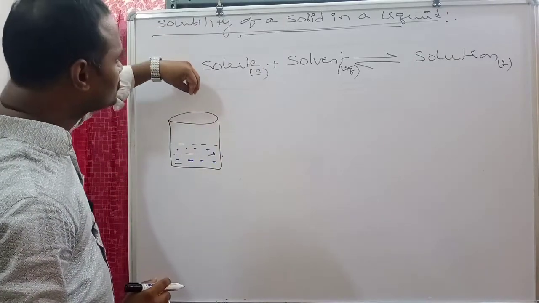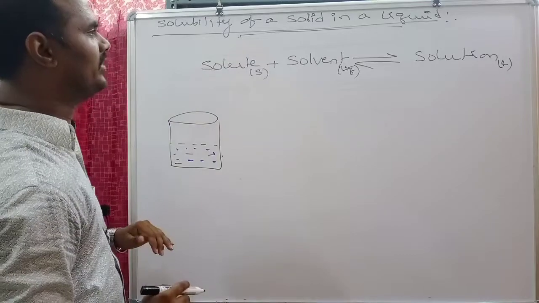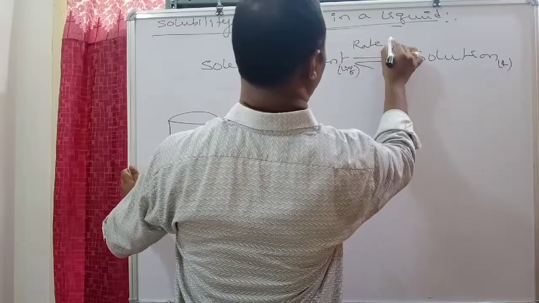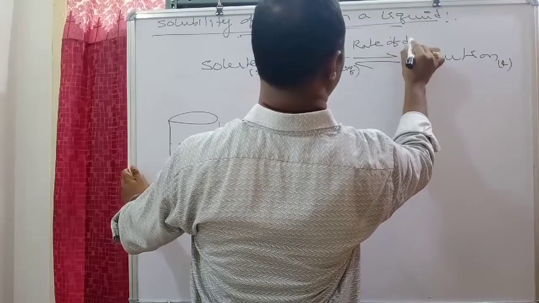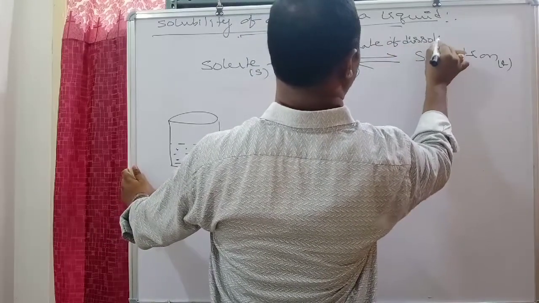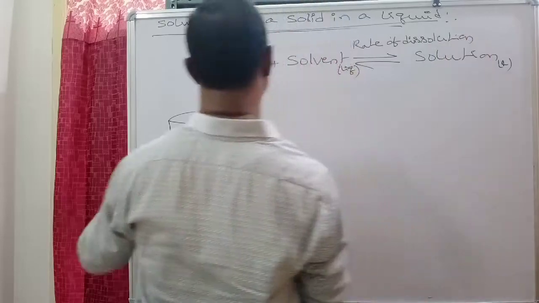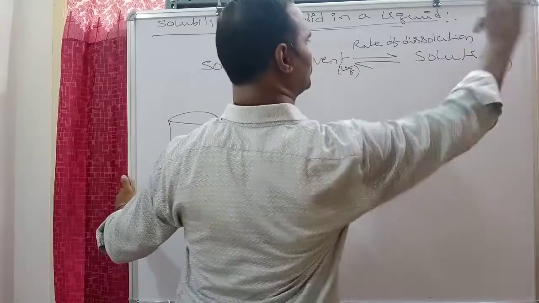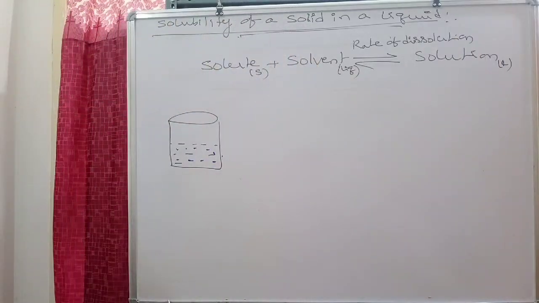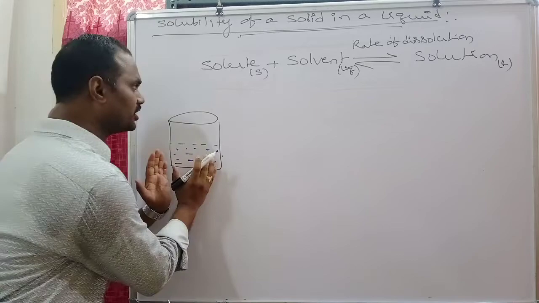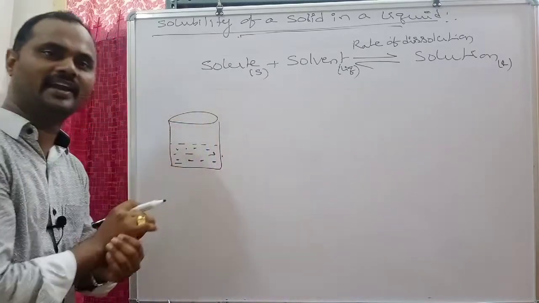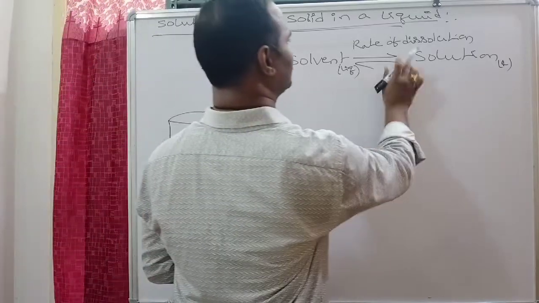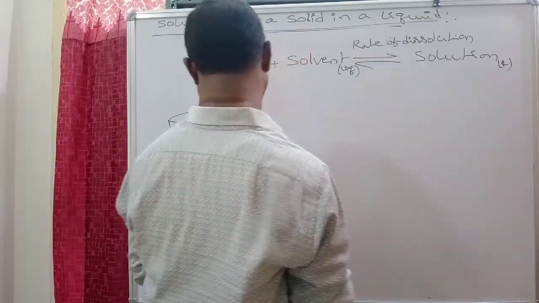The amount of solute dissolved in solvent, that forward process, we call the rate of dissolution. Initially we took only solvent, then we added solute. Slowly what will happen? Solute starts dissolving in the solvent, so the rate of dissolution increases.